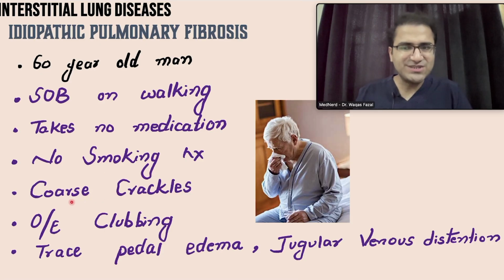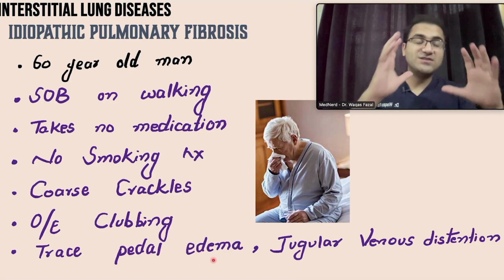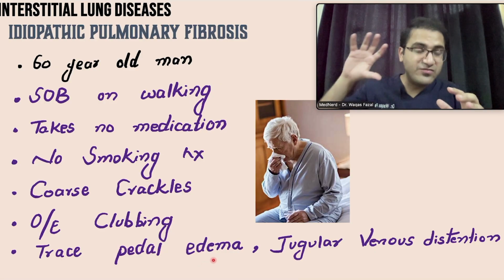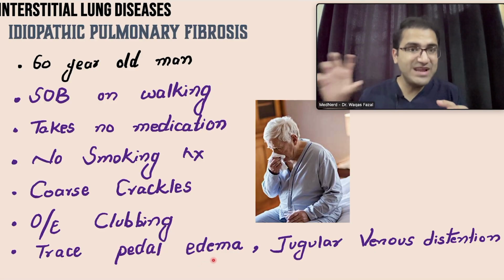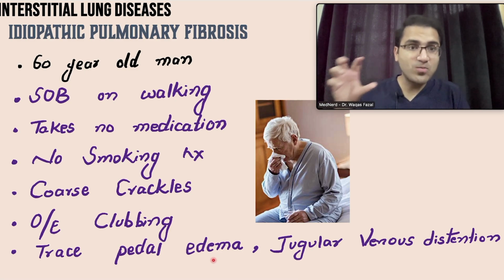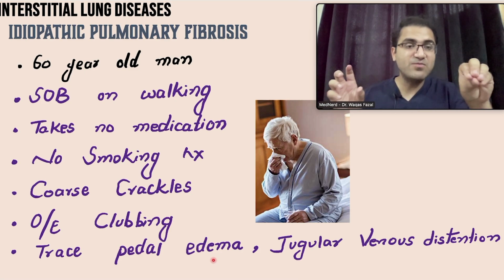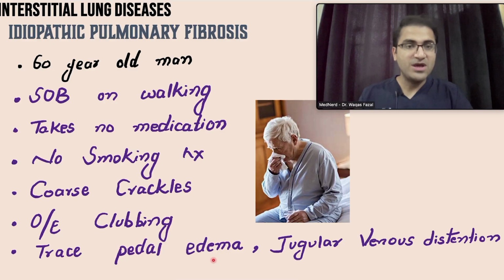When you auscultate the chest, there are coarse crackles present. When you examine the patient's finger, there is clubbing present. When you examine the patient's legs, you find trace pedal edema and jugular venous distension. Why are you seeing trace pedal edema and jugular venous distension? Because when the lungs are damaged, the right side of the heart starts failing. That is called cor pulmonale, because the heart cannot push the blood properly to the damaged lungs. Therefore, right-sided heart failure takes place that results in trace pedal edema and jugular venous distension.